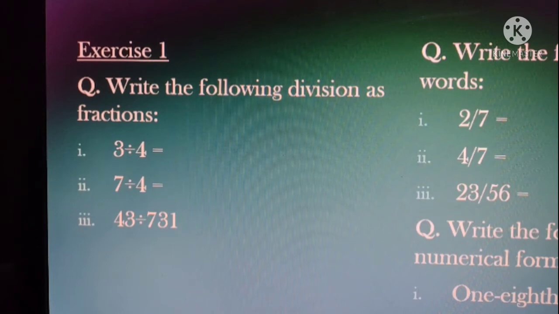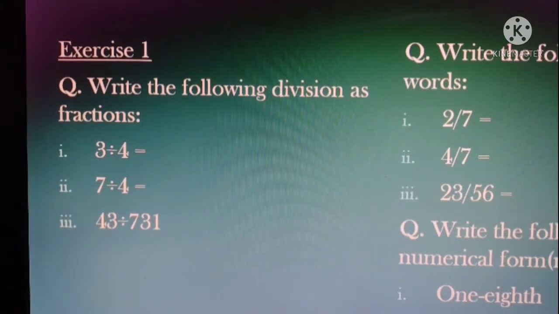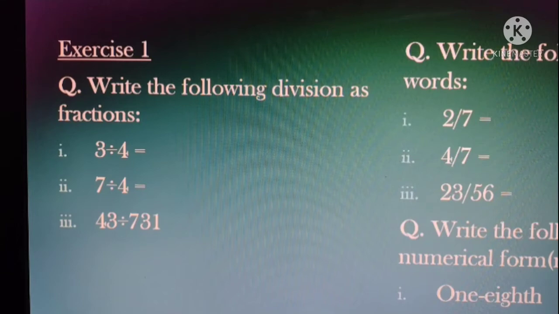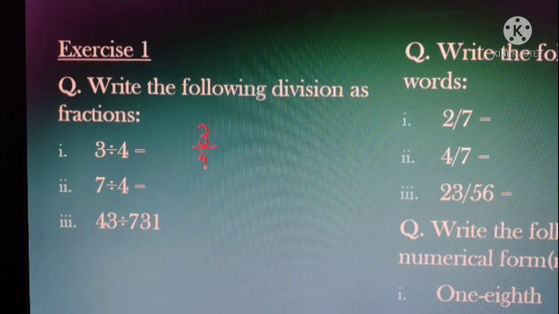So till now, whatever we have discussed in this chapter, we are going to solve exercise on that. This is going to be the first exercise of this chapter. So let's solve. The first question is, write the following division as fractions. First one is 3 divided by 4. This will be written as 3 by 4 because the division line you give in the fraction means by.